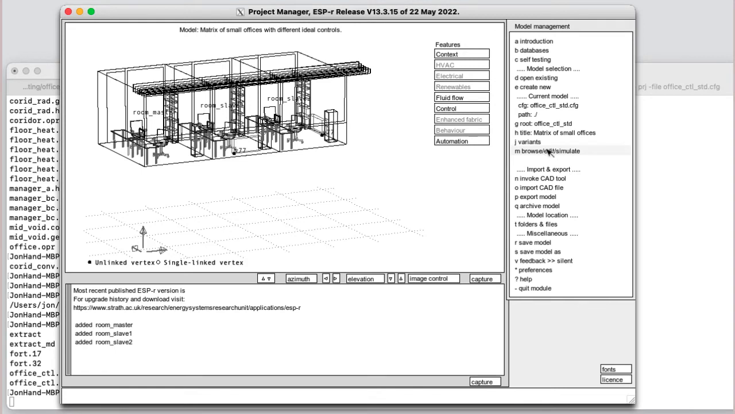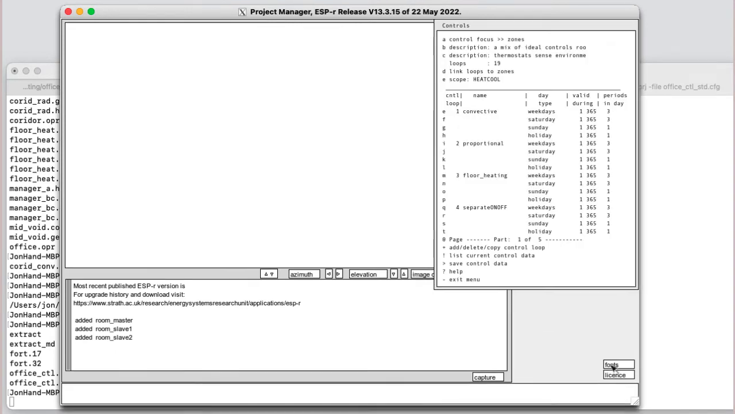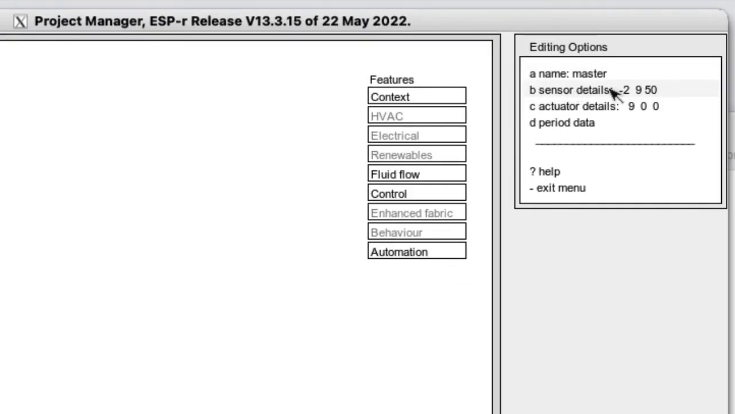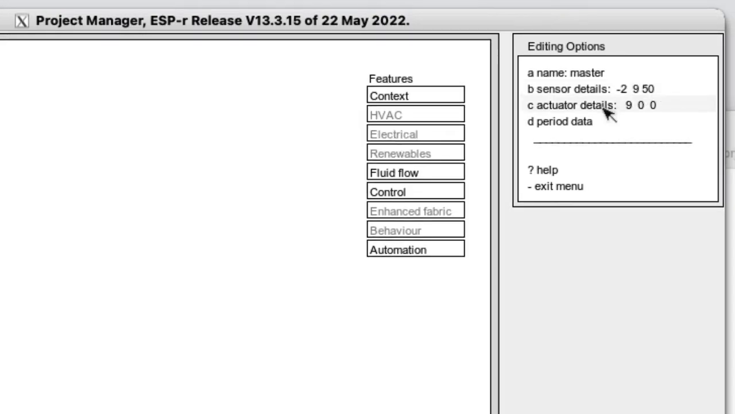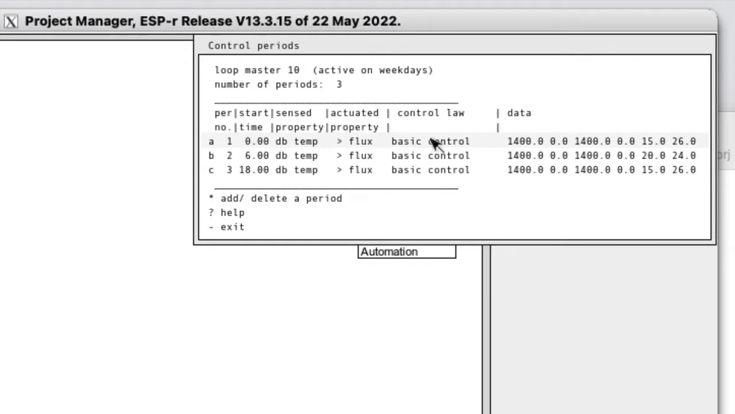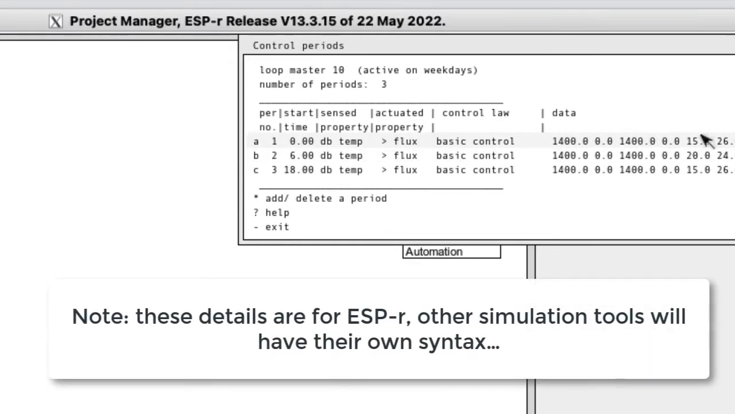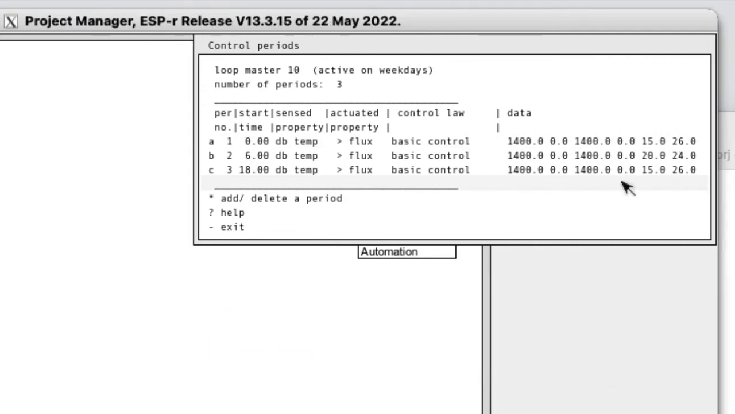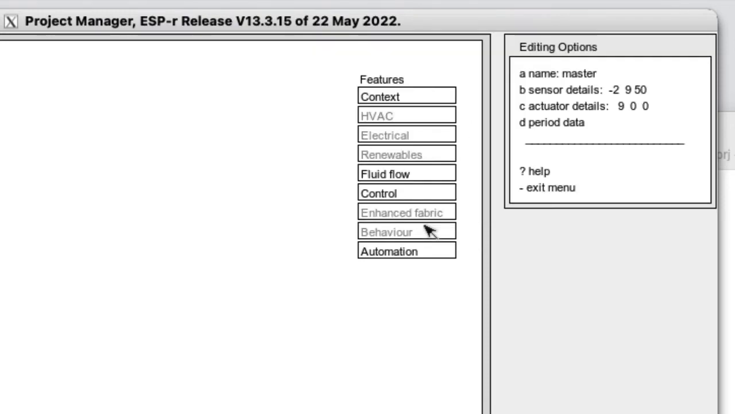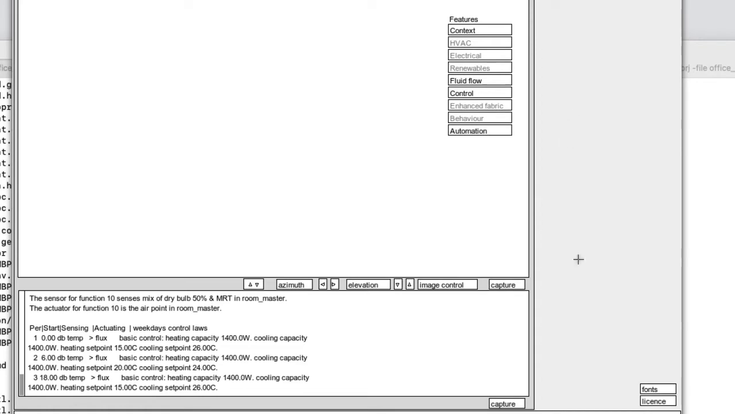If we look inside at the controls, there's the master control. In this particular case, it's going to sense the resultant temperature in the master zone and actuate within that zone, and the period data is our usual basic controller with the capacities for heating and cooling and set points as set up in dialing in capacity. We could also use a proportional control, but let's stick with a basic one for this particular point in time, which just has a limited amount of information. Let's carry on to the next control.